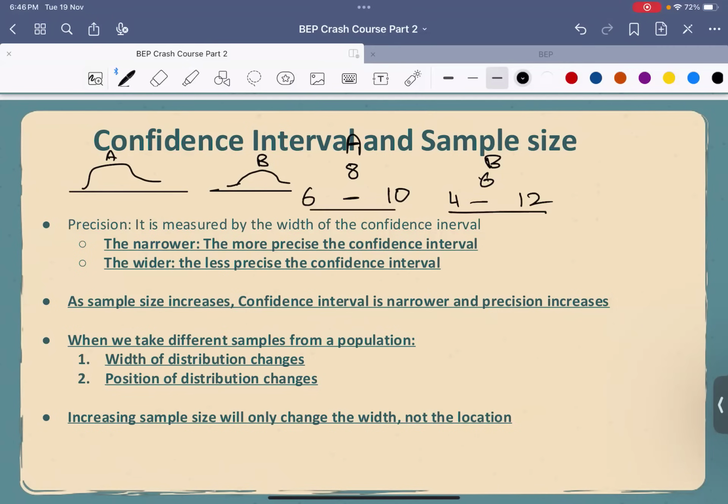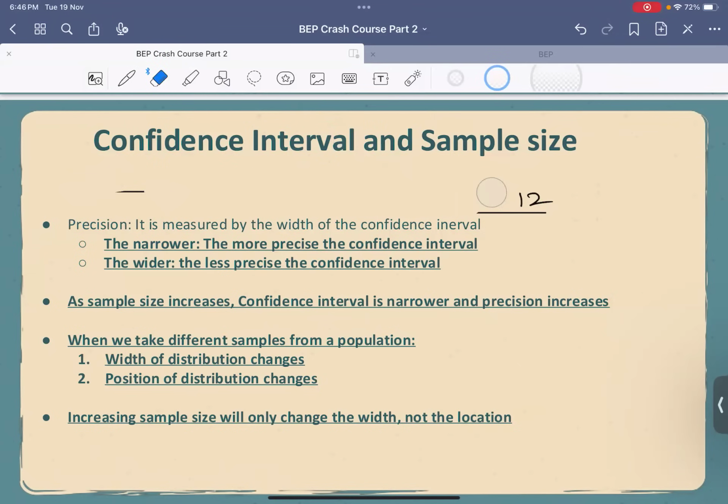You don't need to understand anything. This, you just need to memorize. When we take different samples, this is exactly how they'll ask you. If we take two different samples, what will be different about their distribution? I mean, the width of the distribution and the position, you say it changes, both change in case we take different samples.